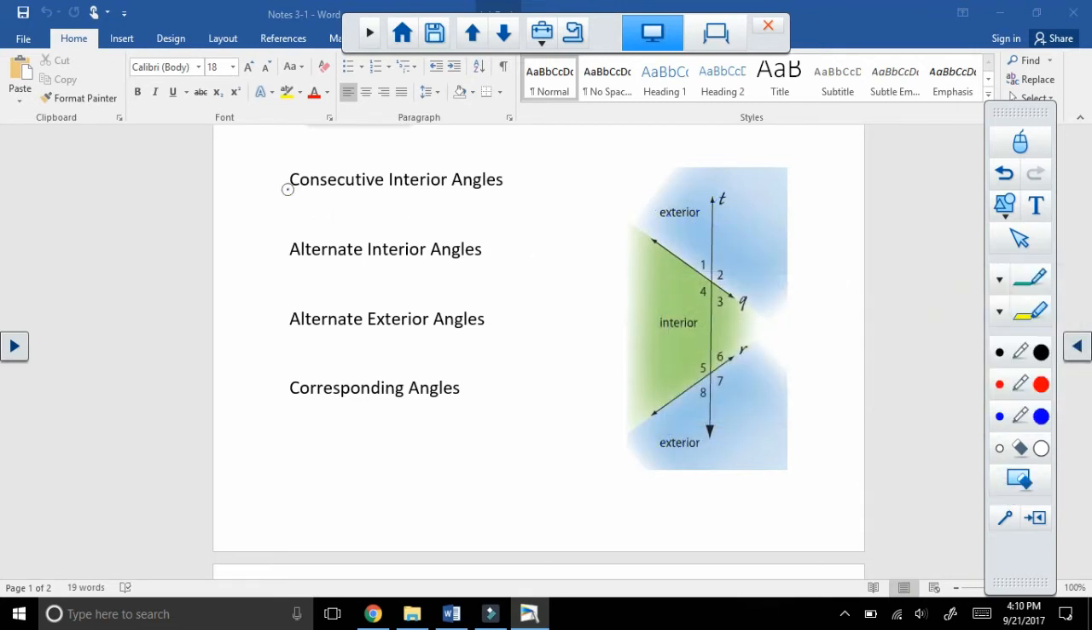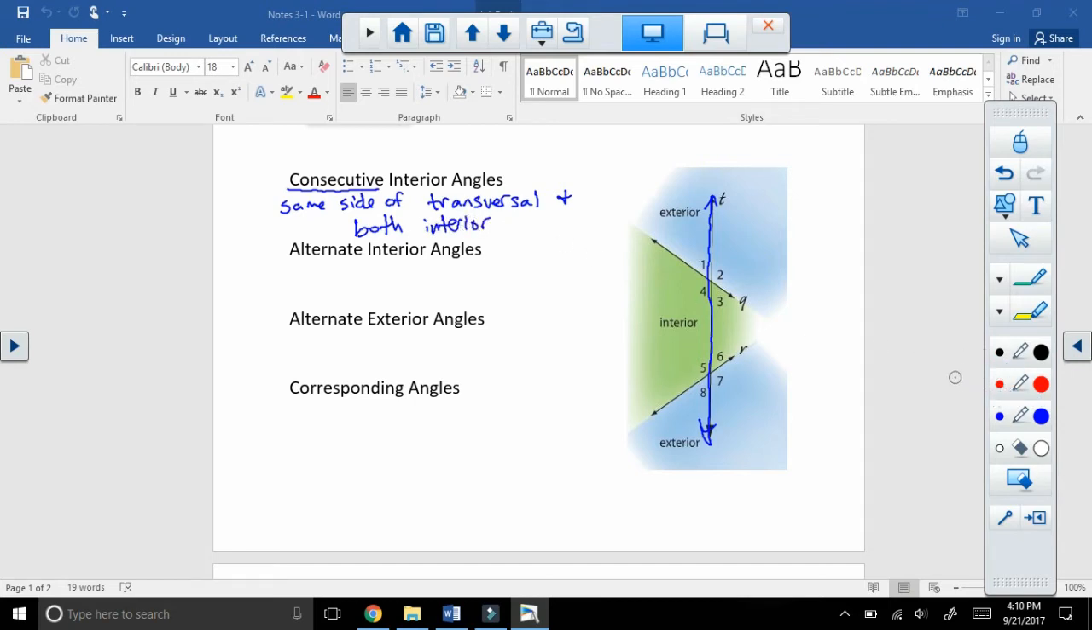So looking at this, consecutive means like right in a row. Like if you talked about like the football team has so many consecutive wins. That would be right in a row or right next to each other. So consecutive angles in this picture are going to be on what's called the same side of the transversal. The transversal is this line here, line T, the line that transverses between the other two lines. So they're on the same side of that, and they're both on the interior.